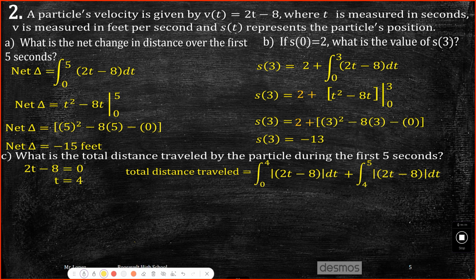Now, how do you integrate these absolute value ones? What do we do when you have absolute value like that? You can still continue on having it inside. You can still integrate this quantity like you integrate anything. t squared minus 8t, but still have it as an absolute value, integrated from 0 to 4, plus you integrate that again, absolute value from 4 to 5.